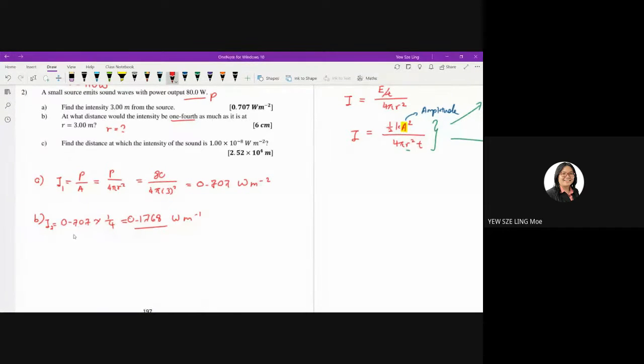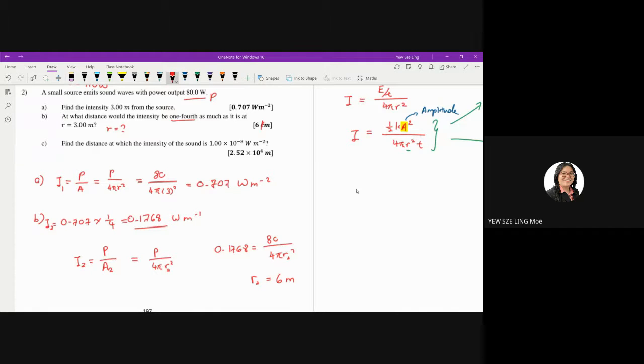Now that I have I2, I want to calculate R, and it is still coming from the same source. So I2 again is equal to P, but now divided by A2. P is a constant value. So it is equal to P over 4 pi R2 squared, the second R, the unknown, the R that we don't know. So now plug in the values: 0.1768 equals 80 divided by 4 pi R2 squared. Rearrange the equation. Your R2 should be 6 meters, not 6 cm. The answer here is wrong.